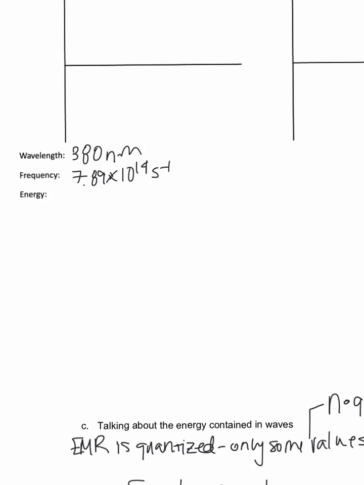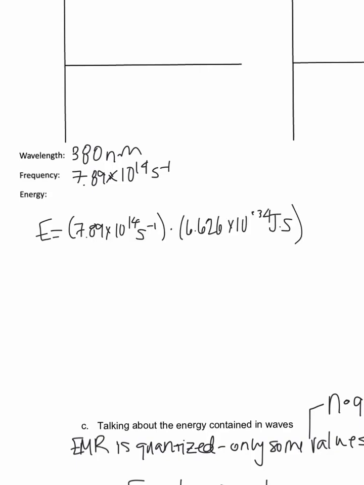I'll do an example calculation here. For my pink light, which is technically violet, I chose a wavelength of 380 nanometers and a frequency of 7.89 times 10 to the 14 hertz. The energy is equal to the frequency times Planck's constant. If we multiply the two values together, the seconds and inverse seconds cancel out, and we get a value of 5.23 times 10 to the negative 19 joules.